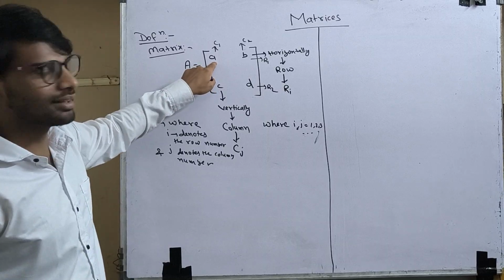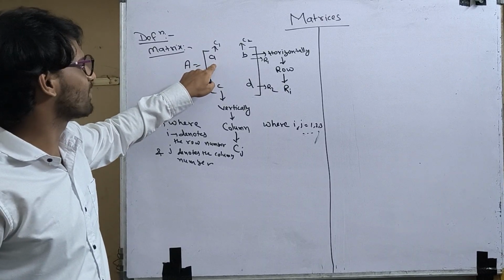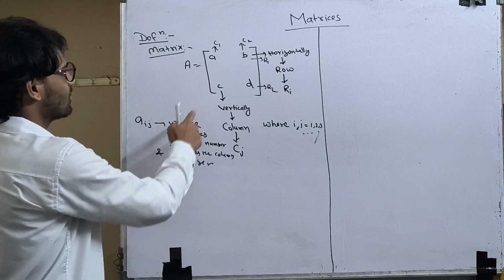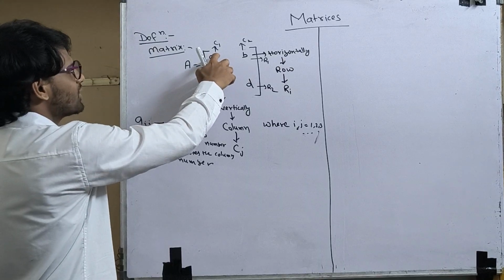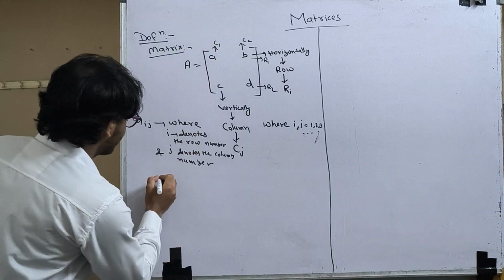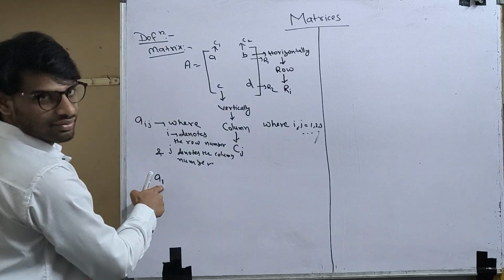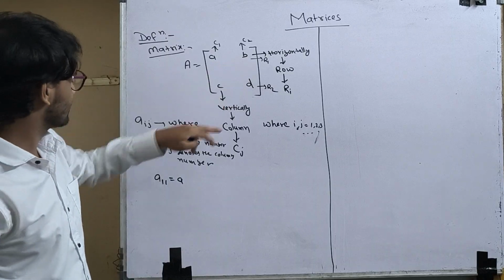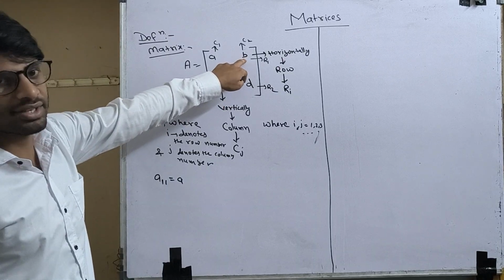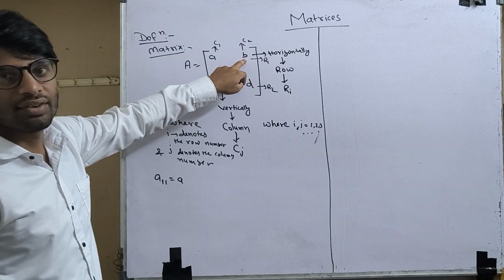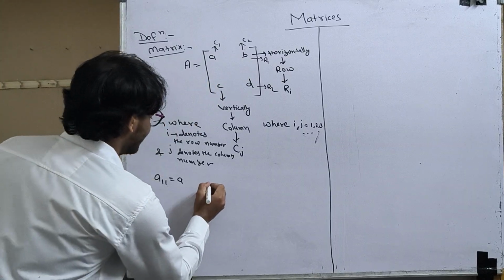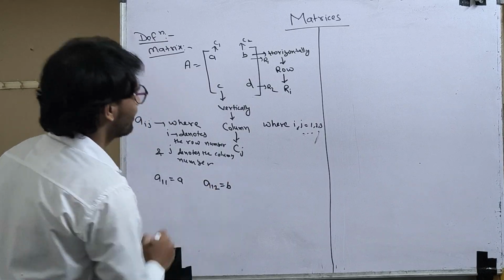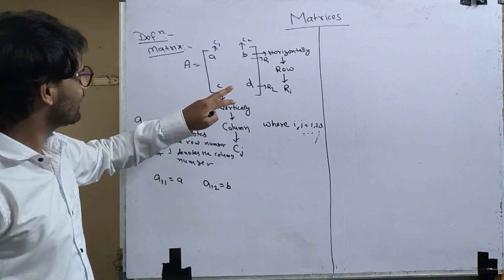First, the position of this element is first row and first column. I denotes the row number and j denotes the column number, so we write A11. This next element is in the first row and second column, so this is A12, which is B.